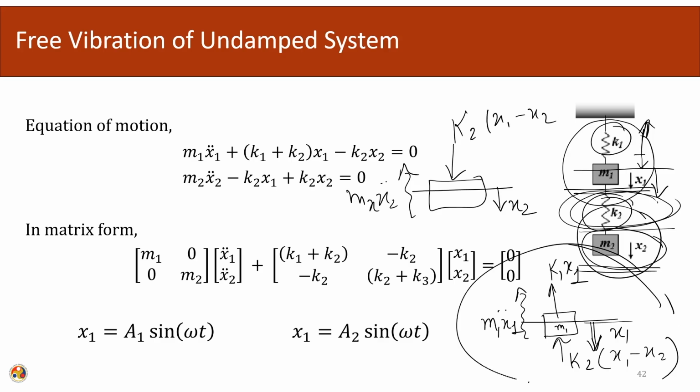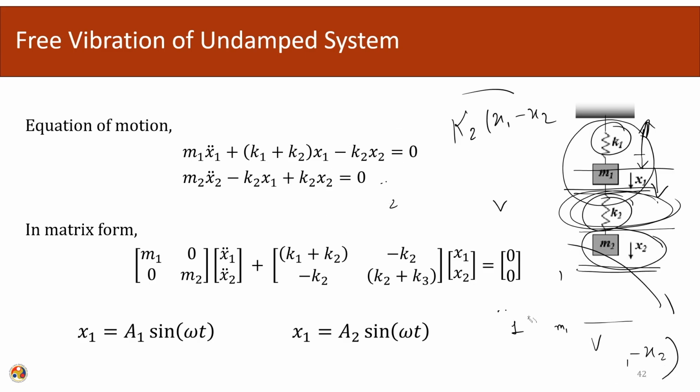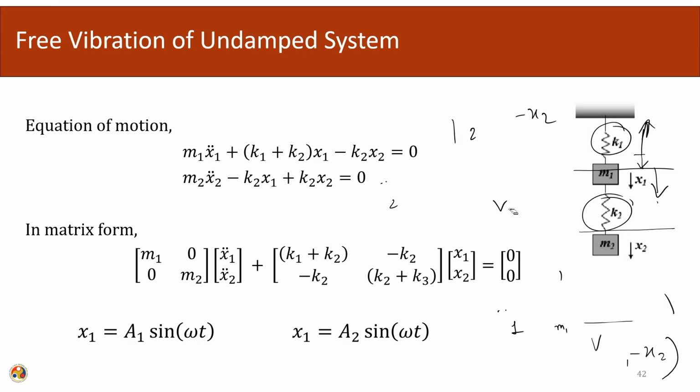So this is the total free body diagram of the system. From the free body diagram of the system we wrote down the equation of motion of the system. Again we will write down the equation of motion in the matrix form.